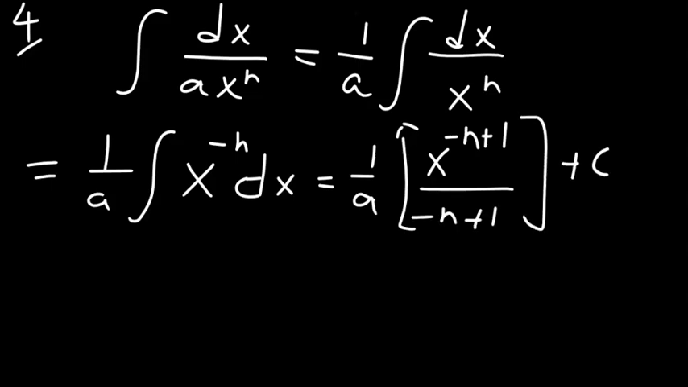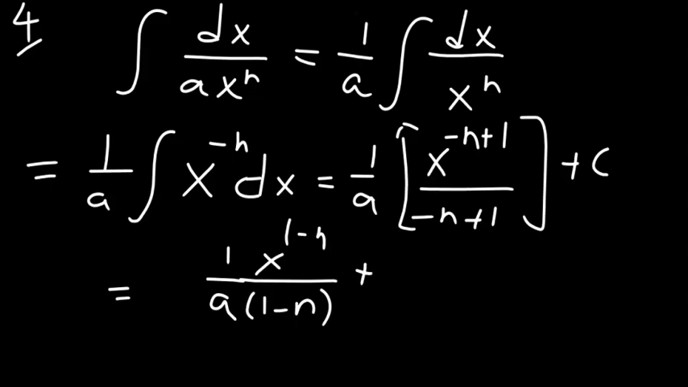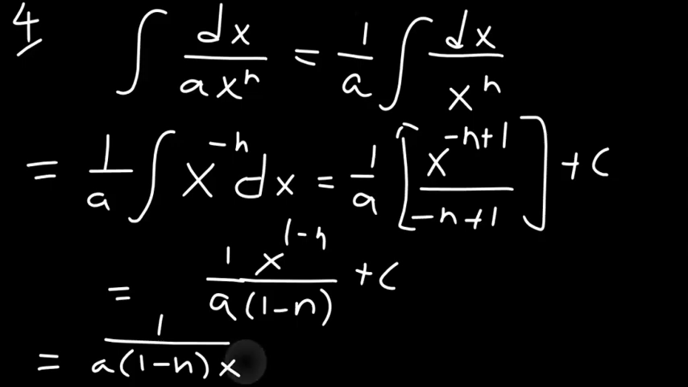and plus a constant. So you get 1 over a, 1 minus n, x to the power 1 minus n plus the constant. Or you can simply write it as 1 over a, 1 minus n, bring the x down, so it becomes x to the power n minus 1 plus the constant, and that's the answer.